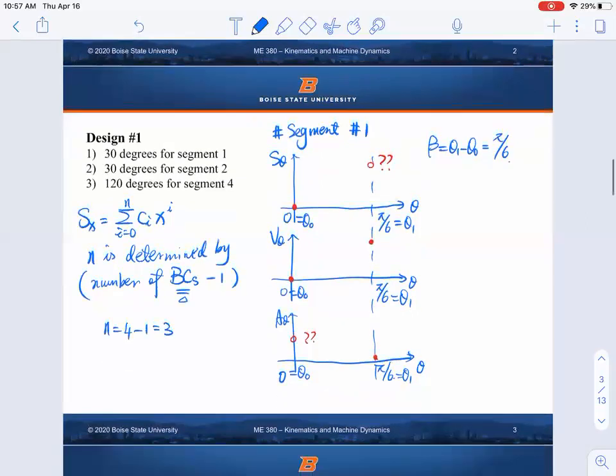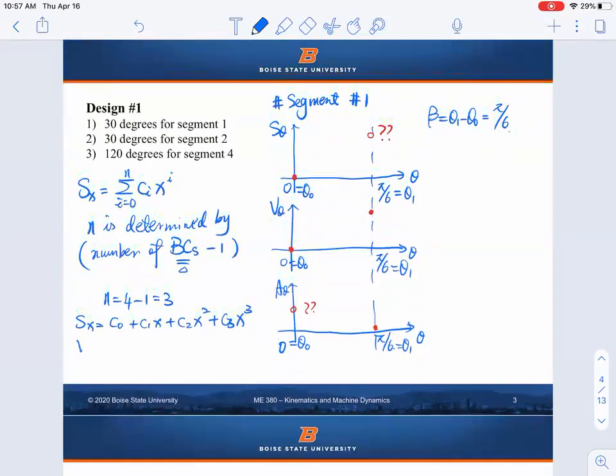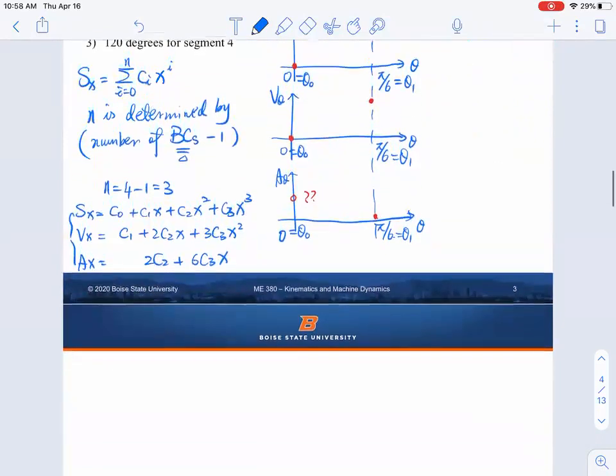Okay, so you can write it out. You have your Sx equal to C0 plus C1 x plus C2 x squared plus C3 x cubed. And then you can find your Vx: C1 plus 2 C2 x plus 3 C3 x squared. You can find your Ax is 2 C2 plus 6 C3 x. So in order to find that polynomial, we have 4 unknowns, then we need 4 equations. Naturally, these equations can be derived from your boundary conditions.